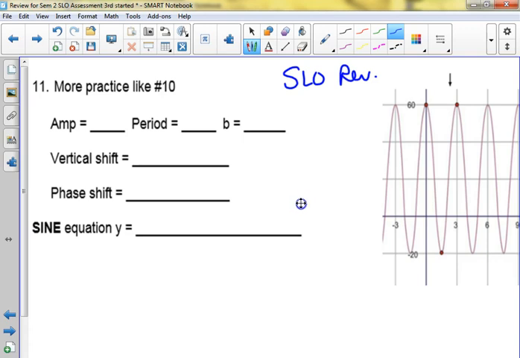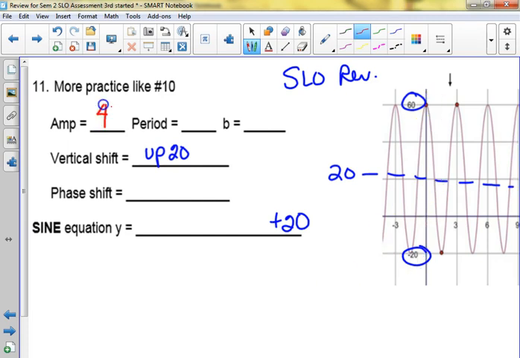My suggestion was start with the midline, okay? If it's going down to -20 and up to 60, what's the middle? 20, right? So that means the vertical shift is up 20, and you're going to have a plus 20 on the back of the equation. Are we good so far? Amplitude, how far above and below that? 40, so where's that going to be?